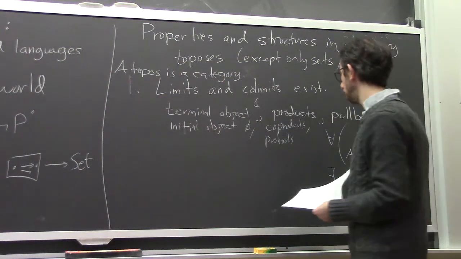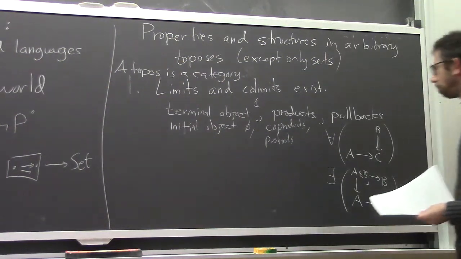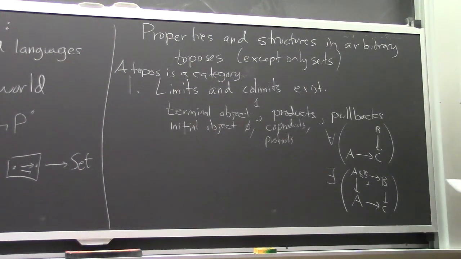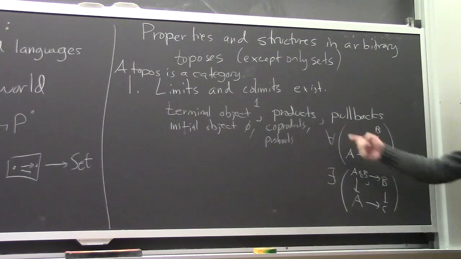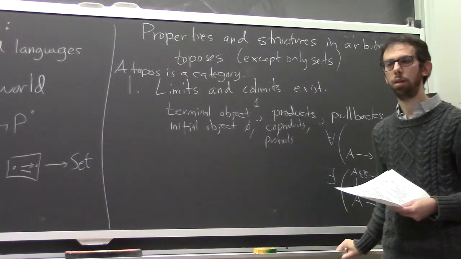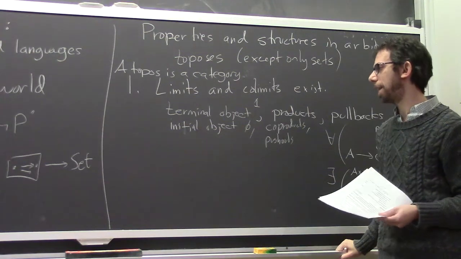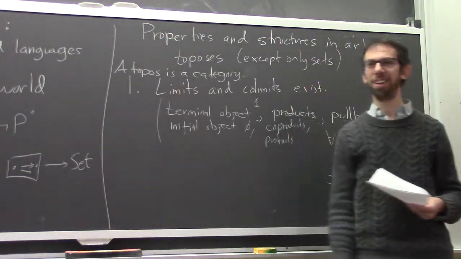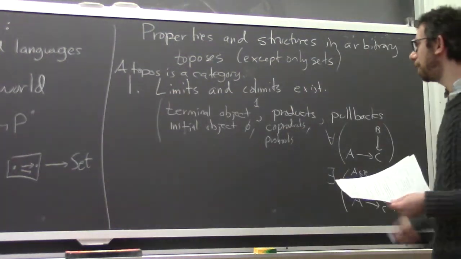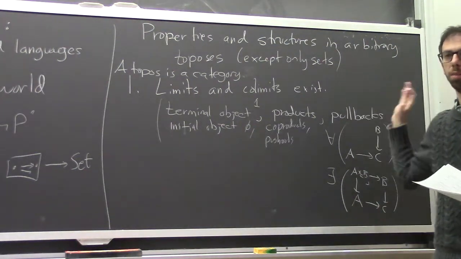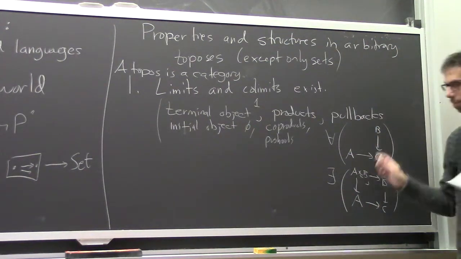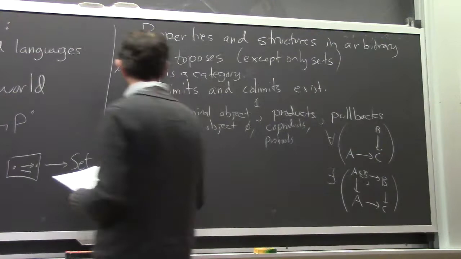For example, the category of manifolds doesn't have all pullbacks or all pushouts. That's because in a topos we have all limits and colimits. For any diagram shape I, there is a limit, and here are some. Okay.